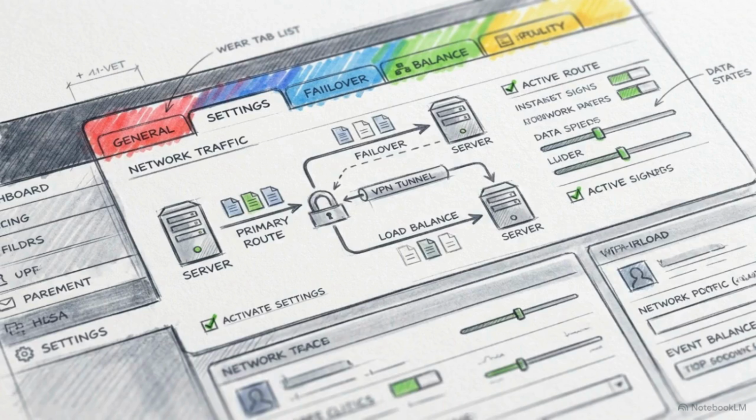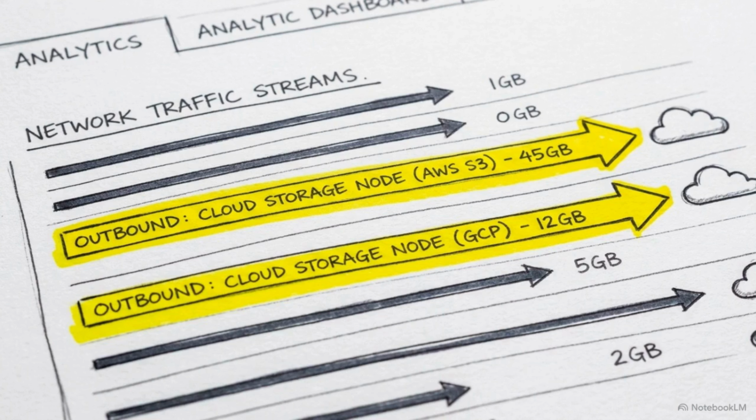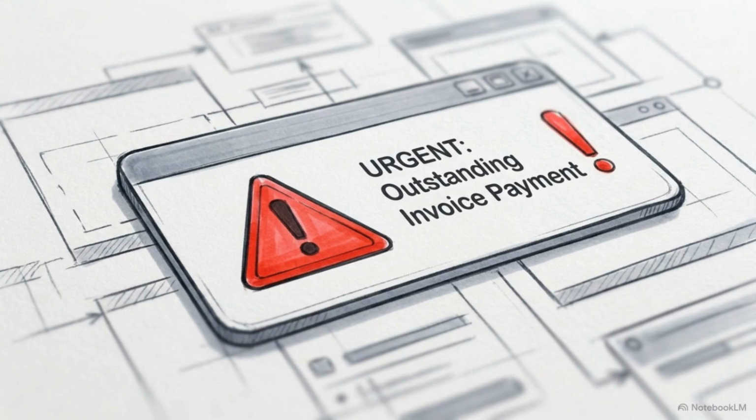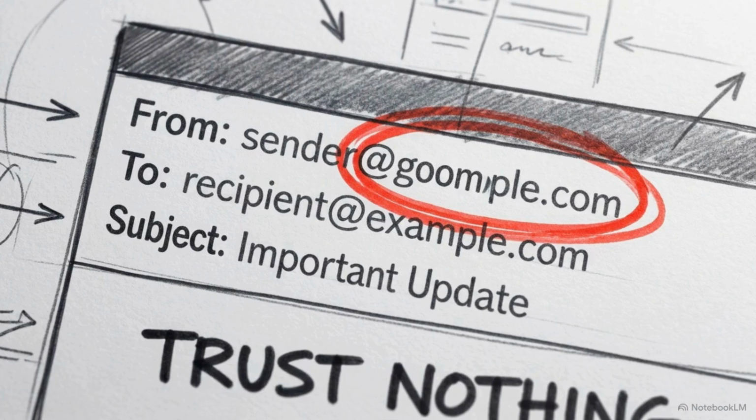The first technical step is adjusting gateway rules. Organizations must configure systems to flag or quarantine all emails originating from no-reply-application-integration at google.com for manual review. Second, teams should configure SIEM alerts to detect traffic patterns involving sites.google.com or storage.cloud.google.com, specifically when those links are paired with urgent security or financial subject lines. Finally, human mitigation requires a training update. Internal awareness programs must explicitly teach employees that perfectly authentic google.com senders can still deliver malicious payloads.